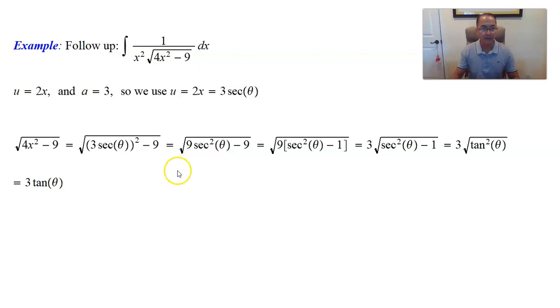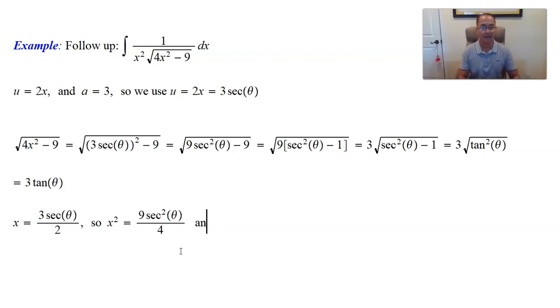Once again, so this time, not once again, we have an x squared. This is 4x squared. So careful, solve for x first. X is 3 secant divided by 2. So let's write an actual fraction. 3 secant theta divided by 2. So x squared is 3 squared becomes 9. 9 secant squared, 2 squared is 4.